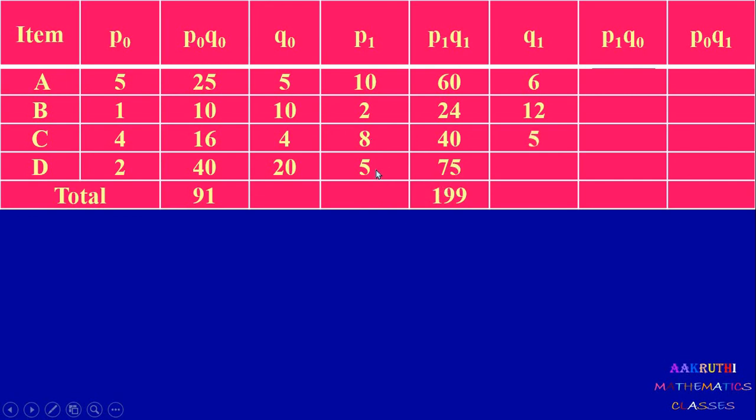75 by 5 is 15. So Q1 is 6, 12, 5 and 15. So dividing these two values, we get Q1. So next we have to calculate P1 into Q0. So multiply P1 into Q0.